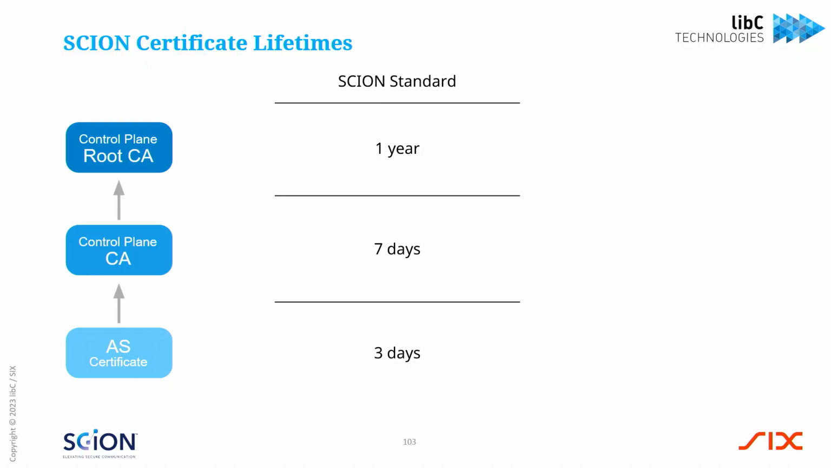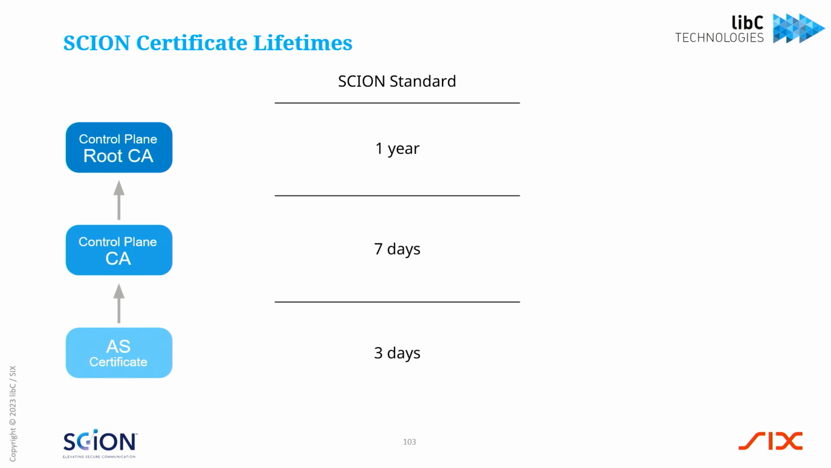So in the standard, we have the short-lived certificate. For the root, we have 1 year. Control plane, we have 7 days. It's basically an issuing CA, and then the standard 3 days. So in the PKI world, we know the leaf certificates for digital signatures usually go for 3 minutes. But the issuing CA is usually online for 8 to 10 years.